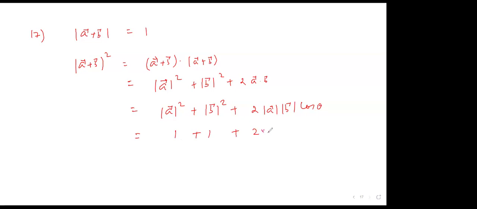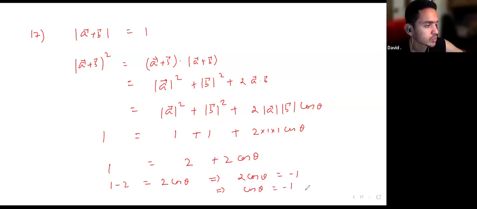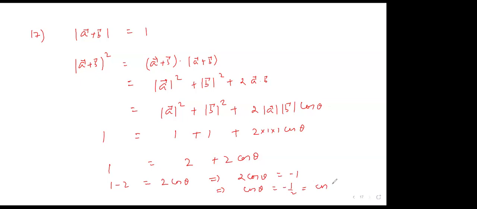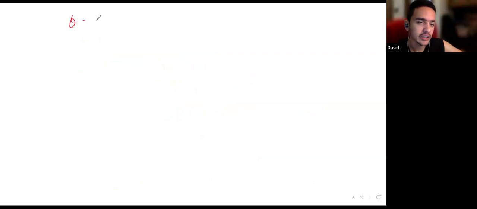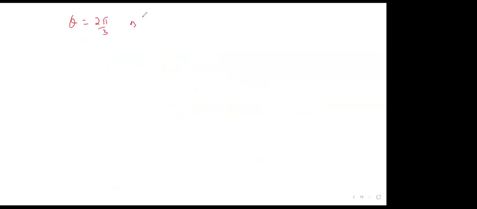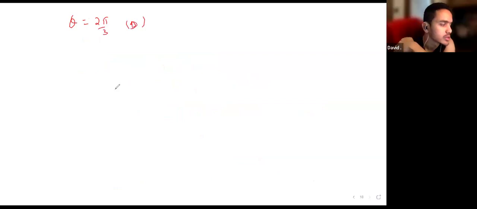So we have 1 plus 1, and this is 1 also: 2 plus 2 cos theta equals 1. So 1 minus 2 equals 2 cos theta. So we have 2 cos theta equals minus 1, and cos theta equals minus 1 by 2, and this is cos 2 pi over 3, 120 degrees. So theta equals 2 pi by 3. Yes, that's the B part, D part.